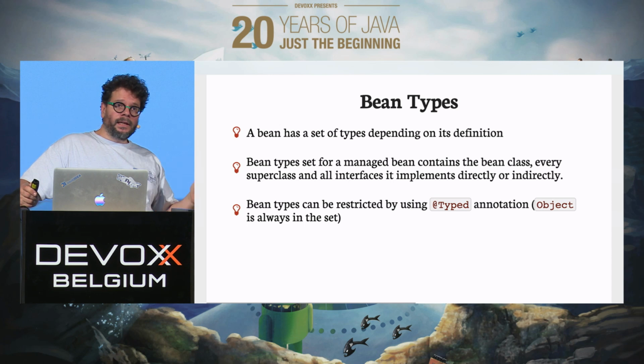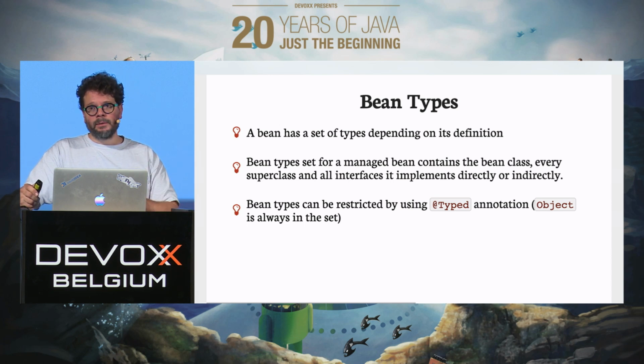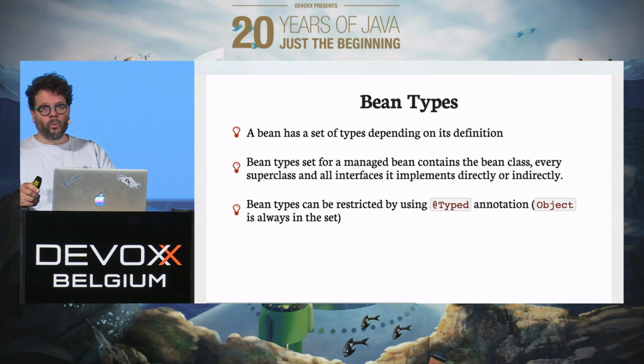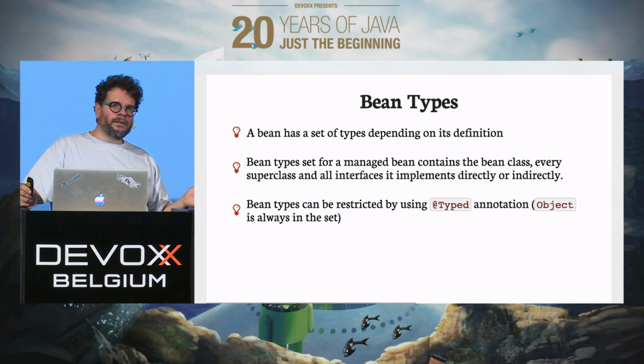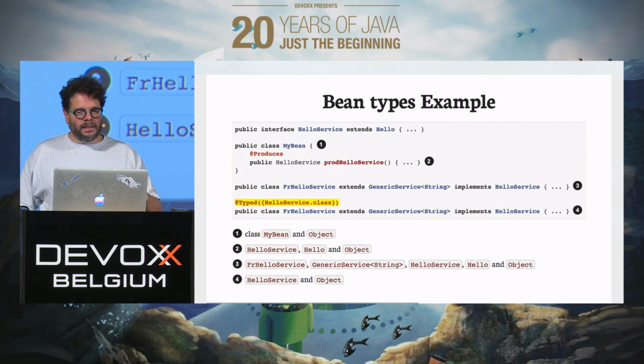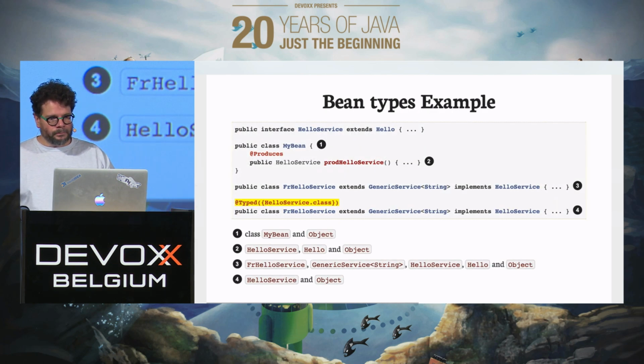You can decide to restrict the types of a bean with the @Typed annotation. So you can say, okay, I want this bean to have only this type or this type, in the hierarchy, of course. You cannot skip the Object class in the type set. So if we take a few examples here.